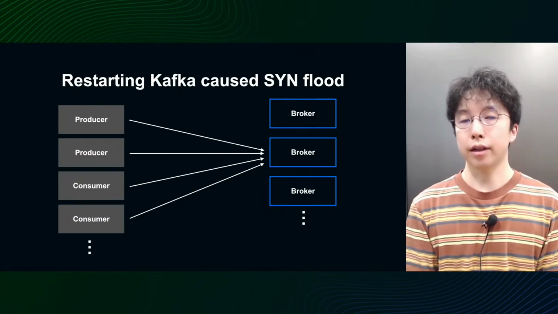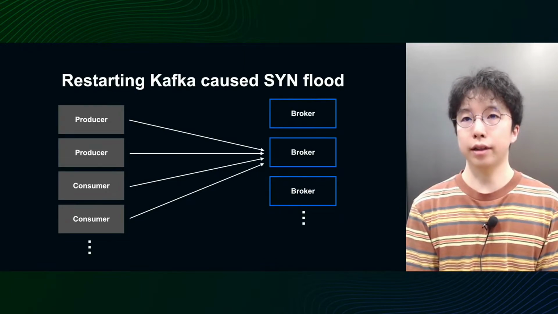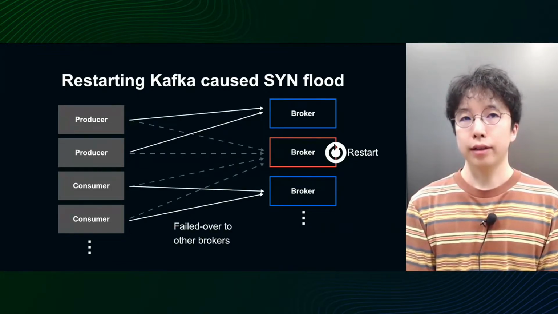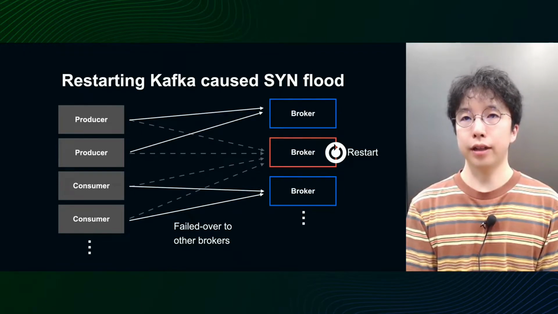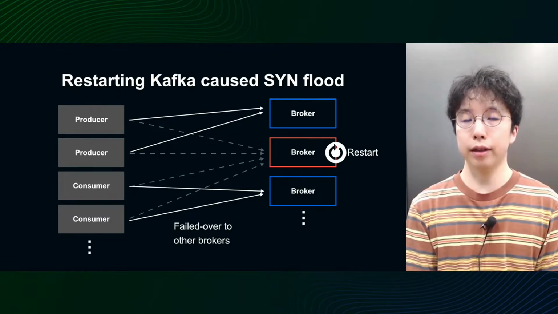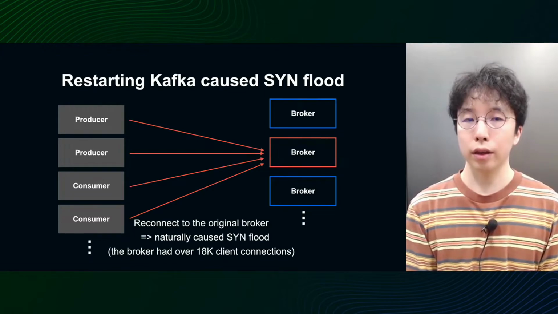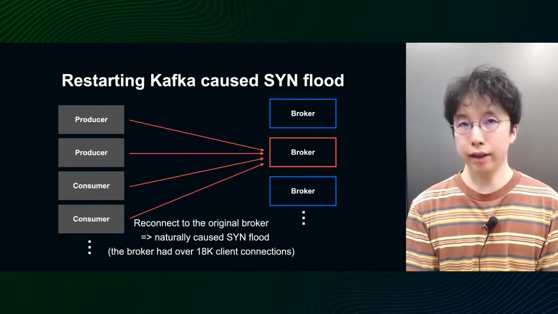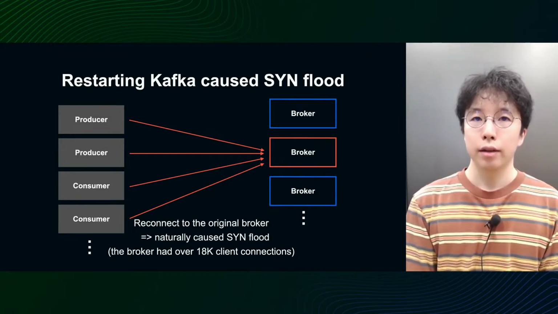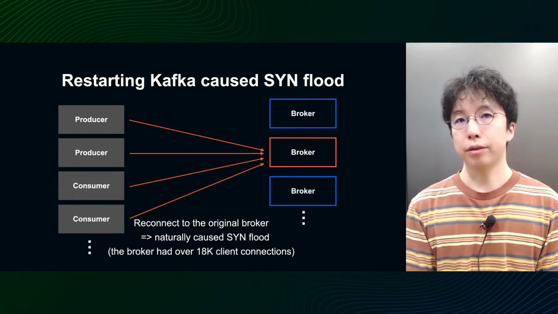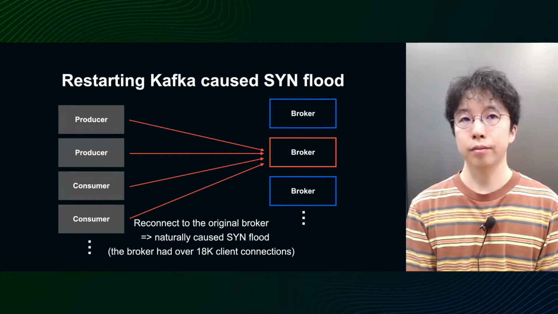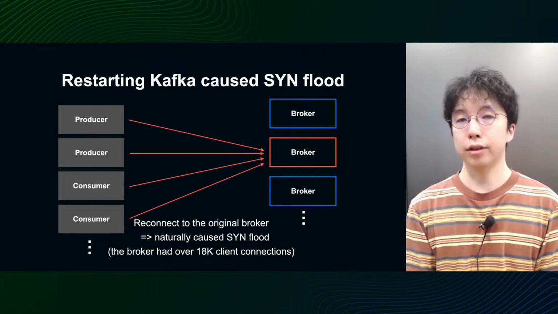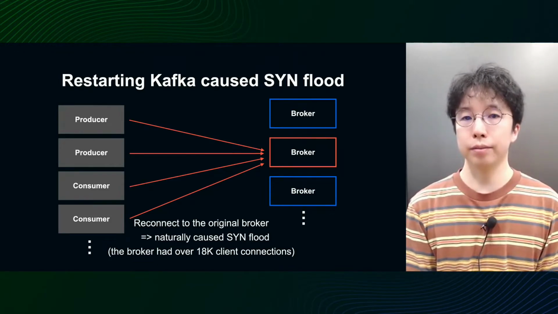Our cluster brokers, including the problem broker, get connected to many producers and consumers. So when a broker gets restarted, what will happen? Client connections will fail over to another broker. When the broker comes back, clients try to reconnect to the former broker all at once. This caused an attack-like situation and the broker became a SYN flood situation. Since the problem broker had more than 18,000 connections, it could happen. That is understandable.